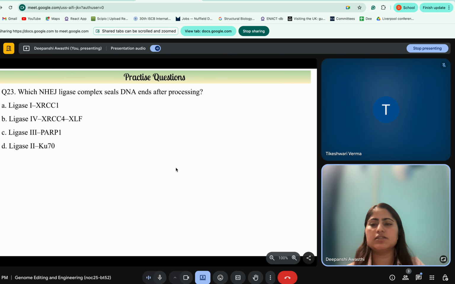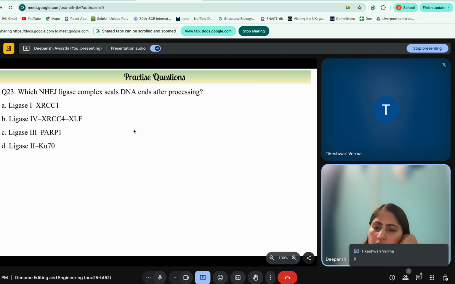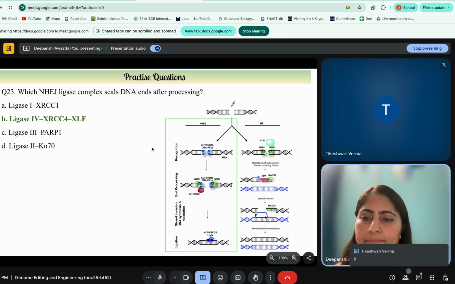Now the next question is, which non-homologous end joining ligase complex seals the DNA ends after processing? Option A, ligase 1 and XRCC1, option B, ligase 4, XRCC4 and XLF, option C, ligase 3 and PARP1, and option D is ligase 2 and KU70. So in non-homologous end joining, which is the canonical one, which ligases are used? Yeah, so you are right.